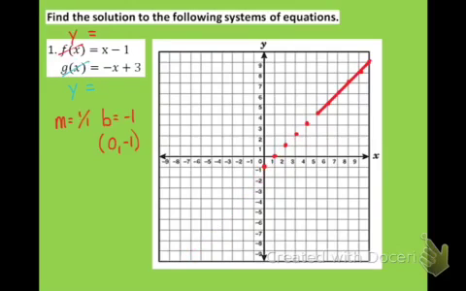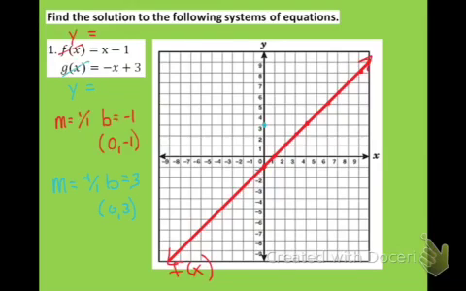Oops, that was a bad line. We have arrows on the end, and we can label this f of x. Then we can graph our second function, which in this case has a slope of negative 1 over 1 and a y-intercept of 3, or the point 0, 3.